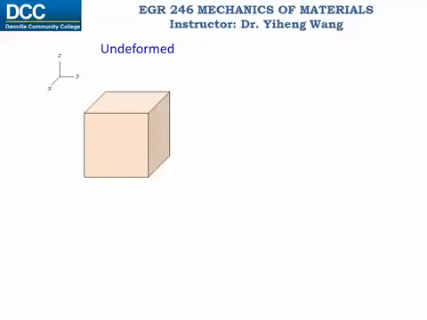Similarly, for an undeformed particle represented by this rectangular element, it has 3 original lengths, delta x along the x direction, delta y along the y direction, and delta z along the z direction. And within the xy plane, all angles are right angles, half a pi, same for the yz plane, and same for the xz plane.